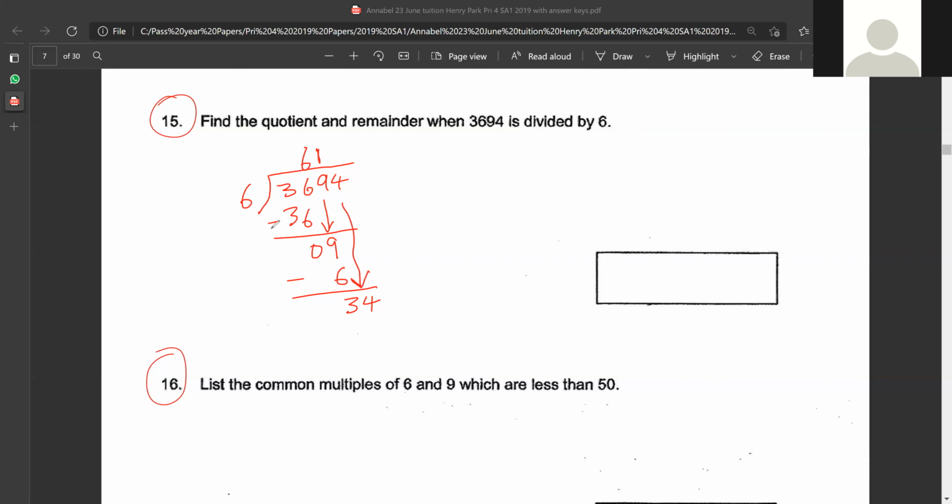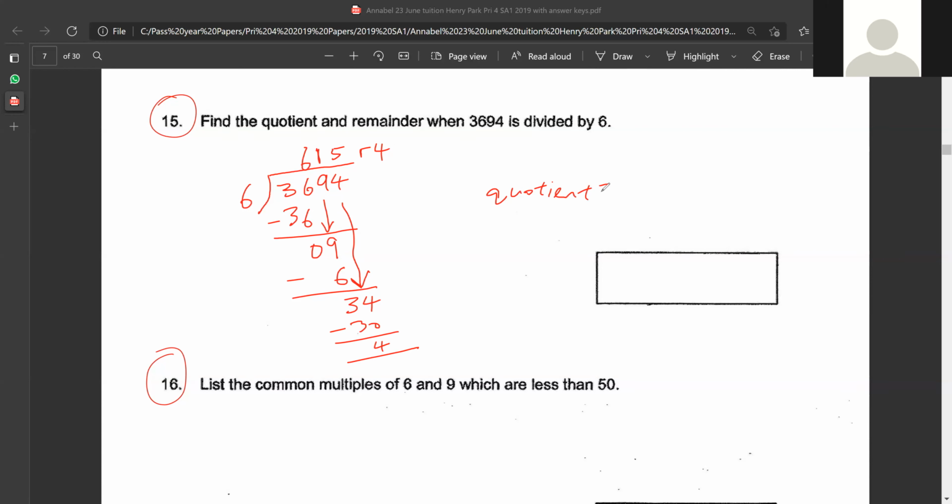Then 6 times what equals 34? Cannot, but the closest is 5. What do you then have here? 30. Then remainder 4. So tell me what's the quotient? 615. Quotient is 615.